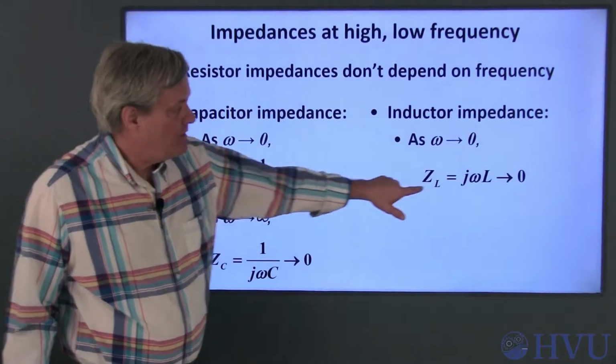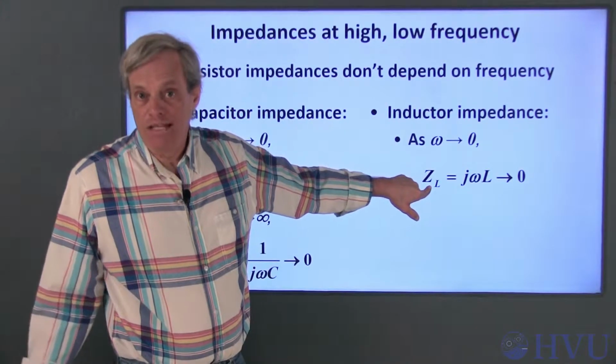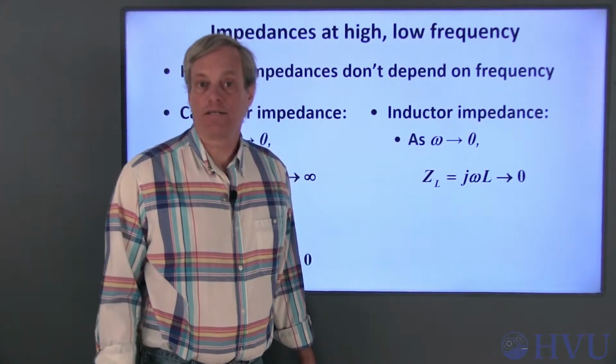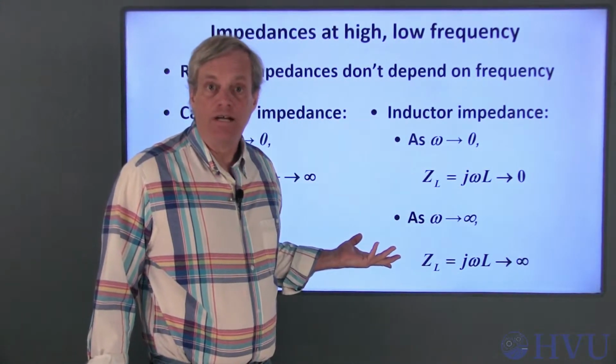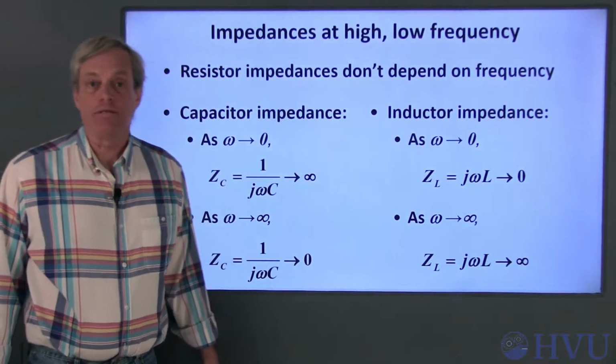An inductor's impedance is j omega L. So as omega goes to 0, the inductor's impedance goes to 0. At low frequencies, an inductor behaves like a perfect conductor. As omega goes to infinity, j omega L goes to infinity, and the inductor behaves like an open circuit at high frequencies.